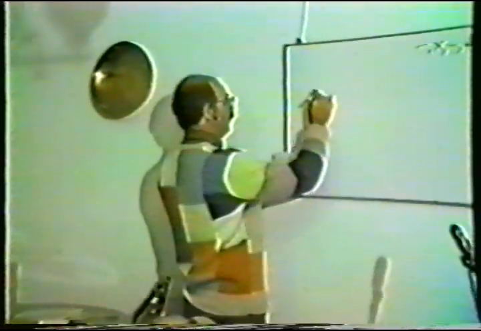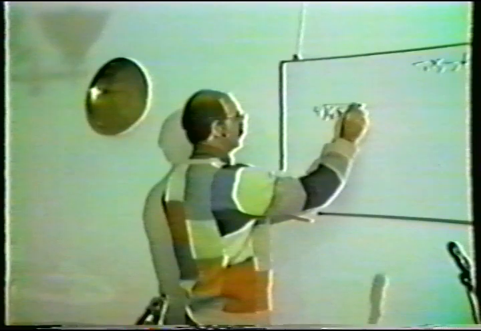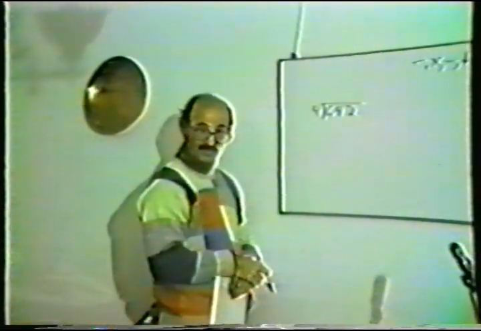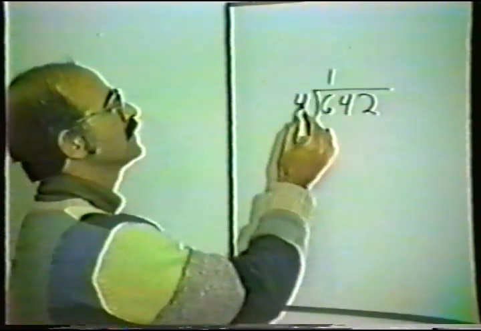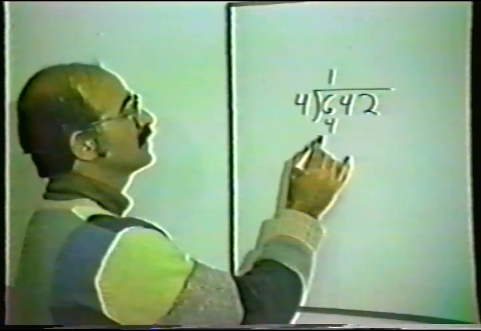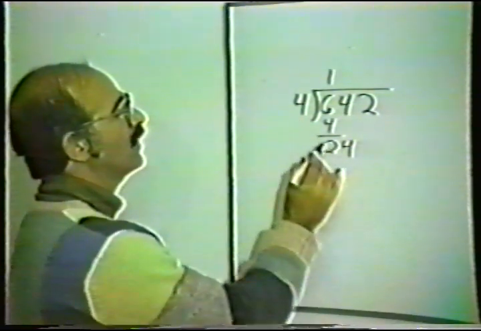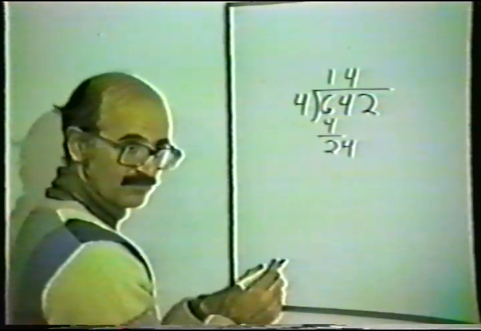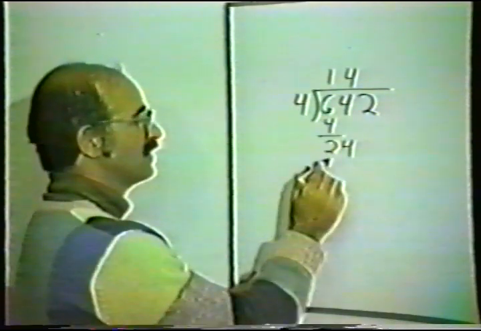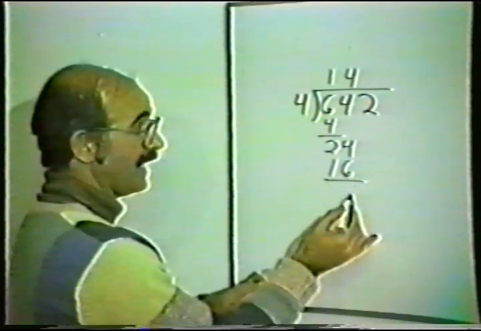Okay. 4 into 642. Shall I take a chance and make a mistake again? Let's see. You tell me if I make a mistake. 4 into 6 goes once. 1 times 4 is 4. Subtract, get 2. Bring down the 4. 4 into 24 goes 4. 4 times, no. Well, let's see what happens. 4 times 4 is 16. Subtract. Well, 4 take away 6 can't do.